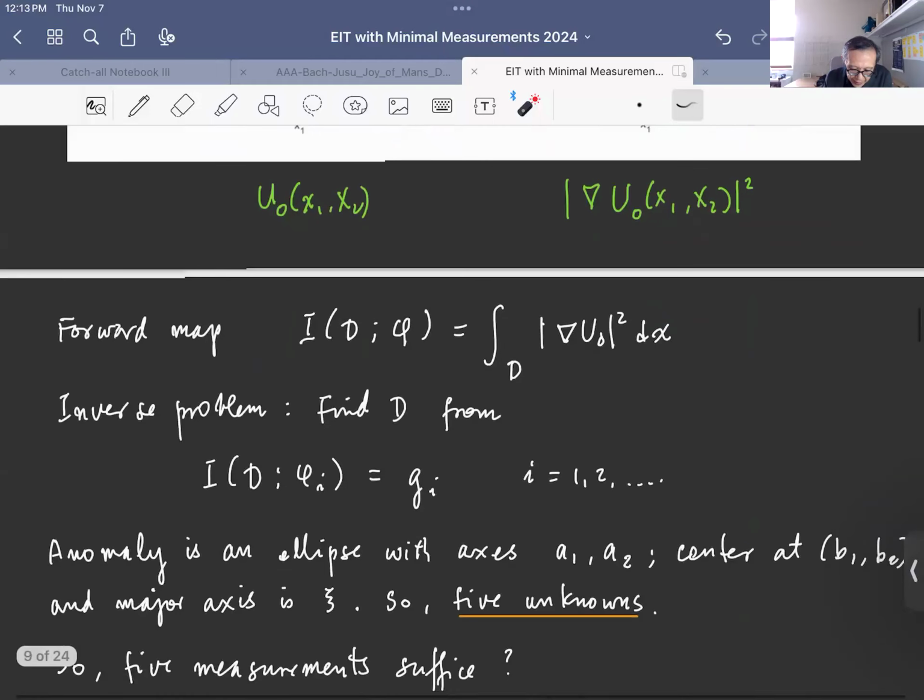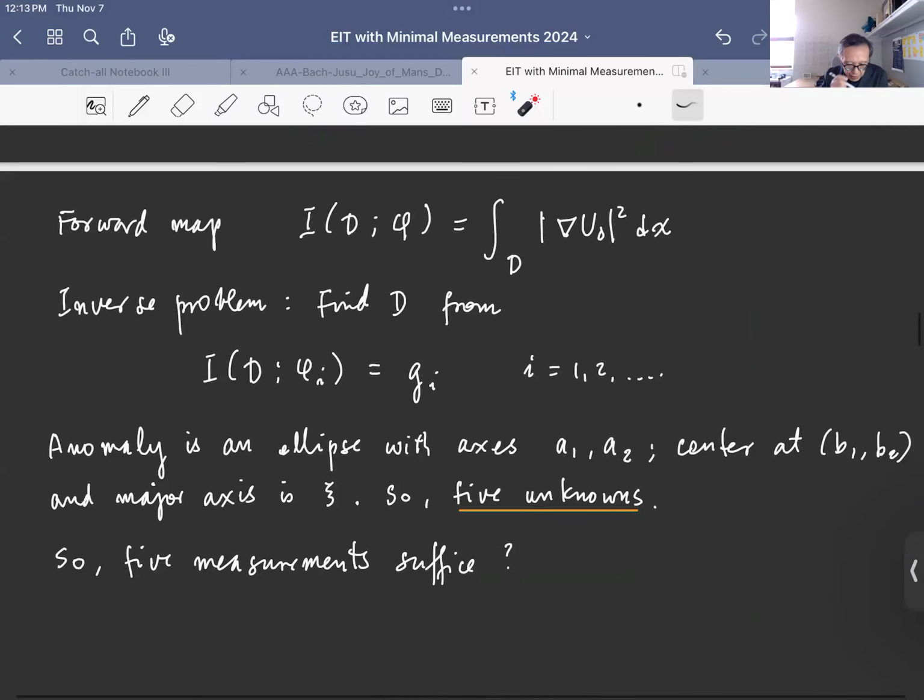So I can now pose the inverse problem. We have the forward map, which happens to be basically an unknown D that we want to determine, and an angle phi where the electrode pairs are located, with the function gradient of u0 squared integrated over the domain D. And the inverse problem is to find D, given that I have made these measurements at a few angles phi.